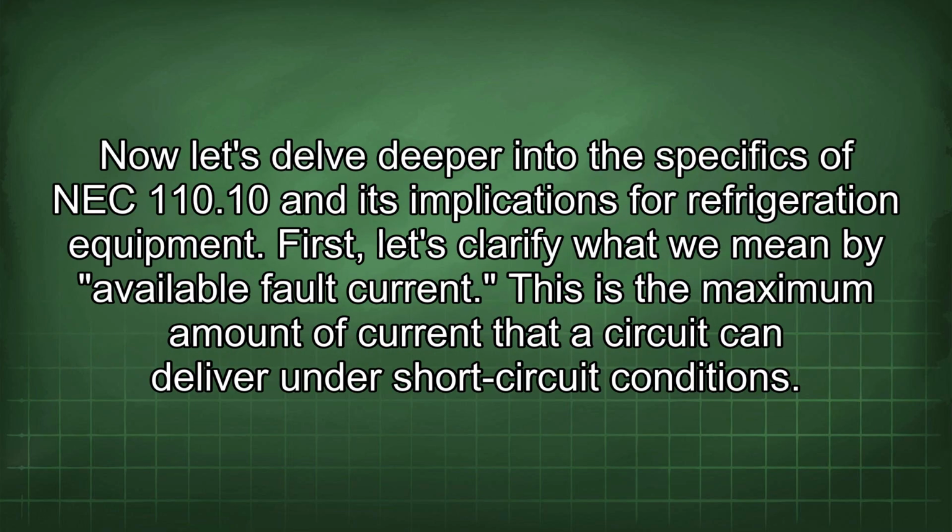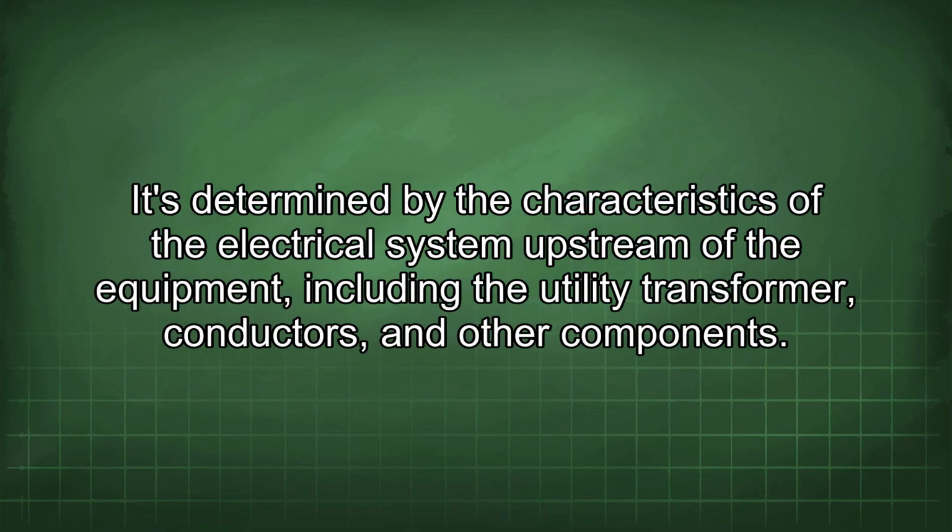Now let's delve deeper into the specifics of NEC 110.10 and its implications for refrigeration equipment. First, let's clarify what we mean by available fault current. This is the maximum amount of current that a circuit can deliver under short-circuit conditions. It's determined by the characteristics of the electrical system upstream of the equipment, including the utility transformer, conductors, and other components.